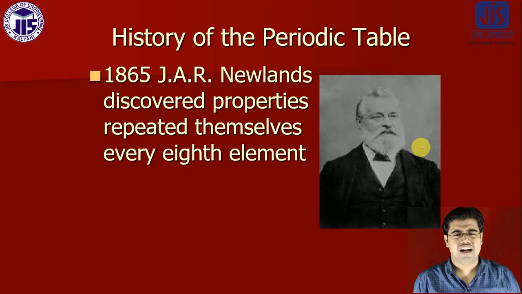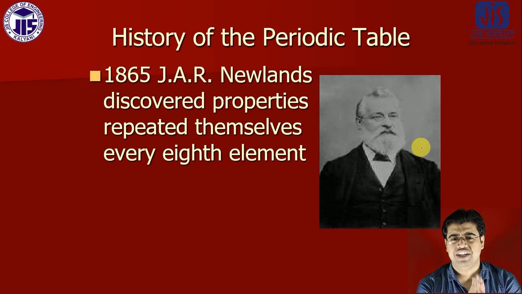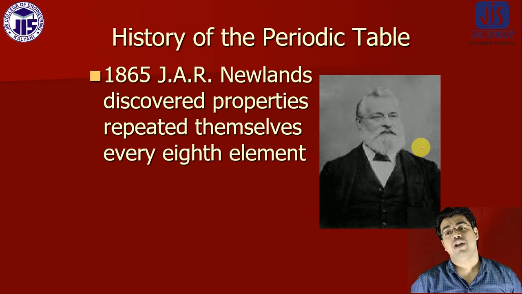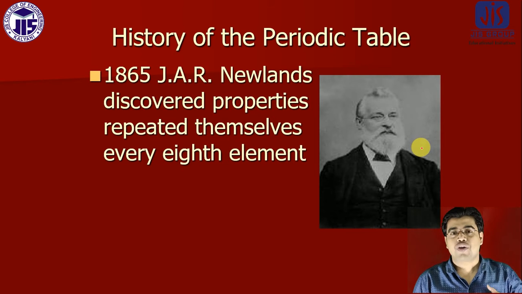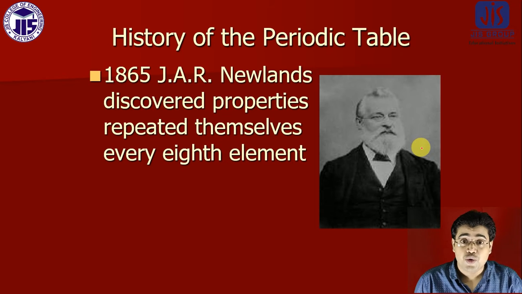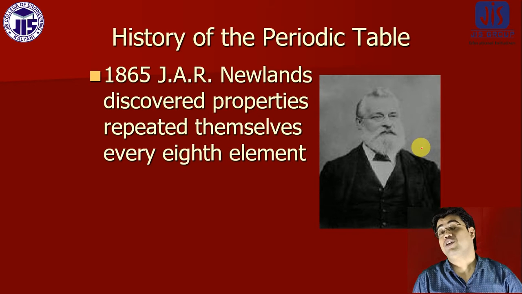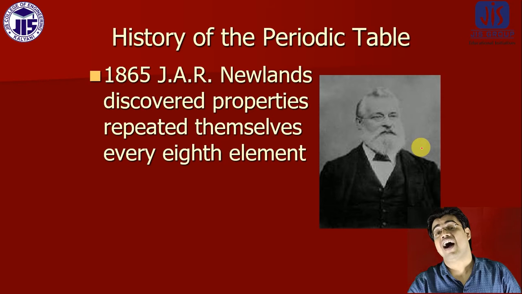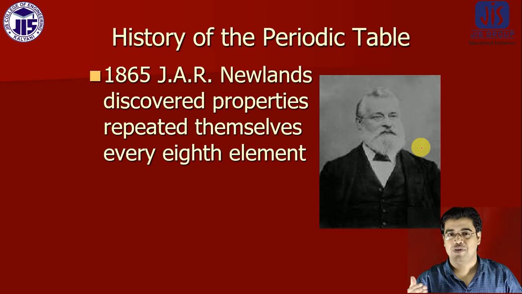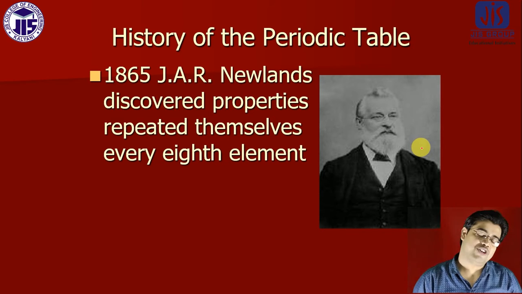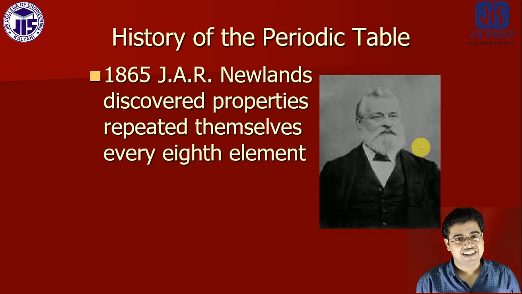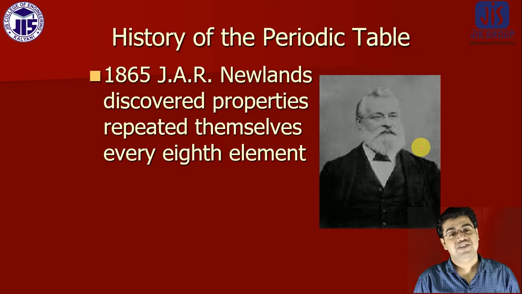Then the next scientist came to the field, and the next scientist was Newlands. Okay, so why did Newlands come to the field? Because that triad, that means the set of 3 elements, was not possible when we move to higher atomic mass or higher atomic weight. So Dobereiner's theory was unsuccessful in establishing such triads for the higher elements. So that's why that theory failed in that way.